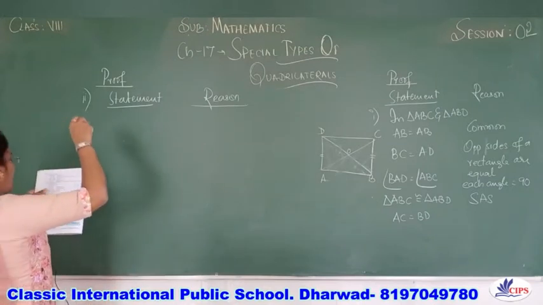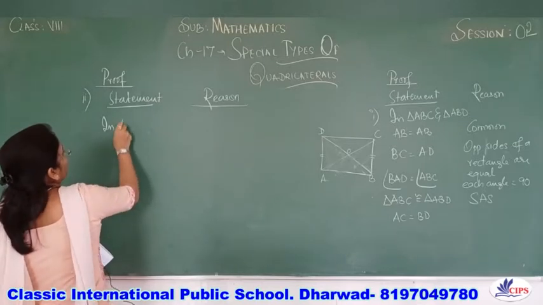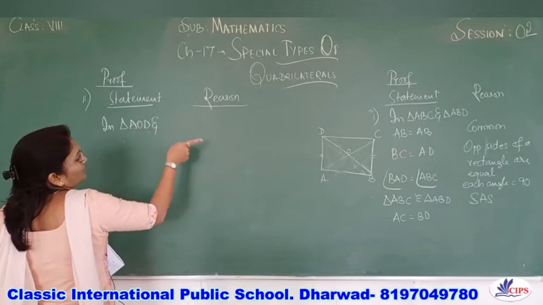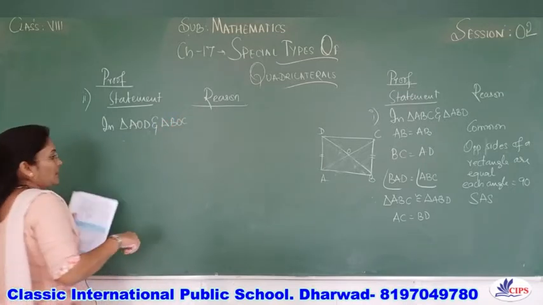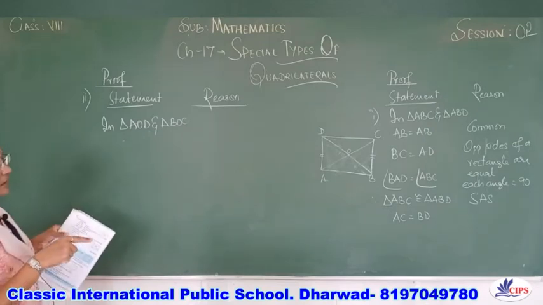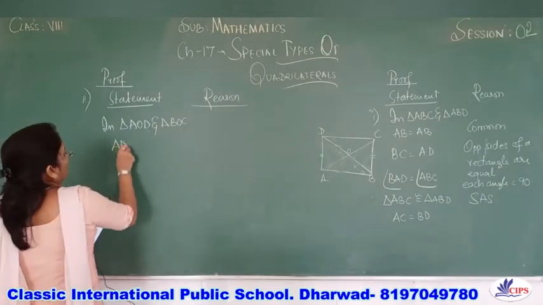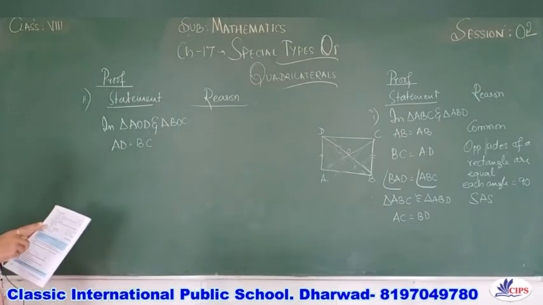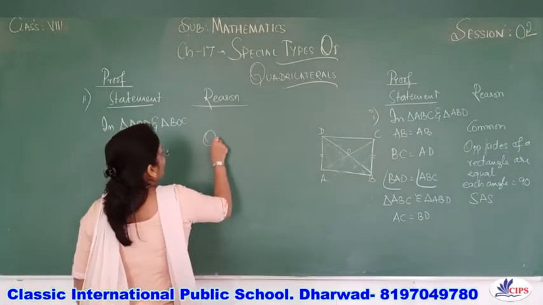So the first statement is: in triangle AOD and triangle BOC, AD is equal to BC. What is the reason? We have considered those. So AD is equal to BC. You can write: opposite sides of a rectangle.